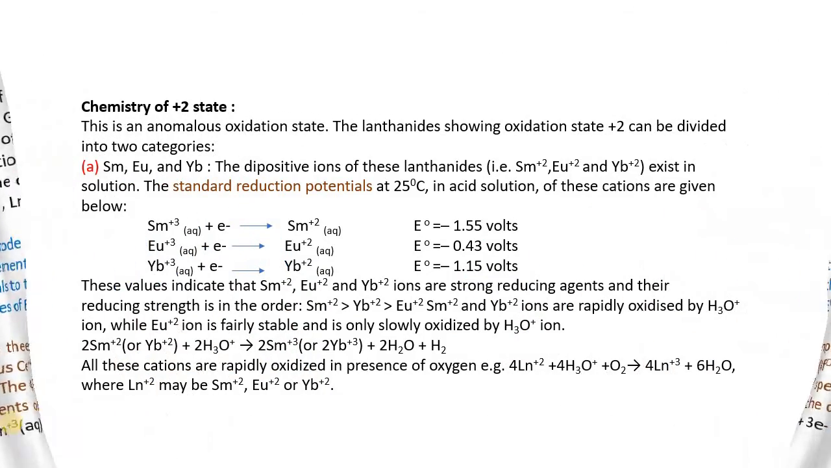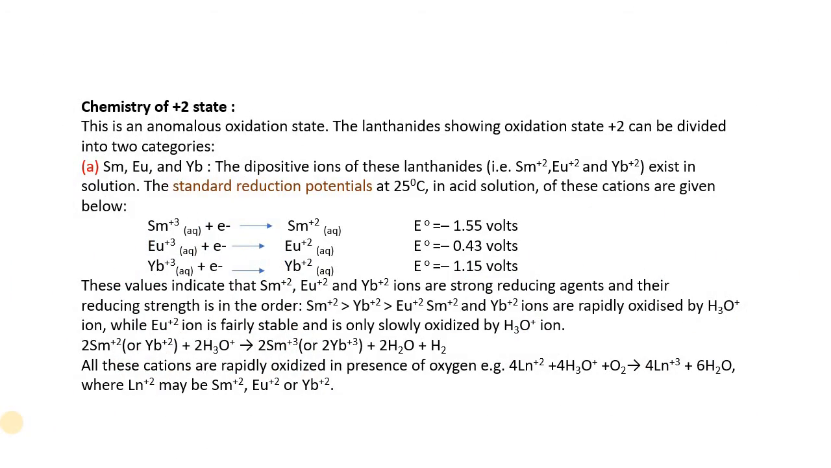Now, check the chemistry of +2 oxidation state. Scientists explain this oxidation state as an anomalous oxidation state, an incorrect oxidation state. Away from the routine value is the oxidation state +2.